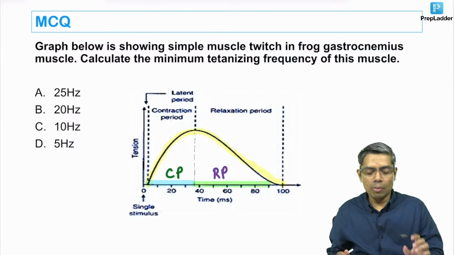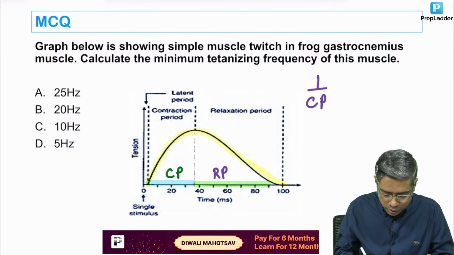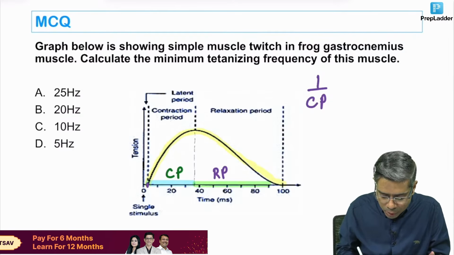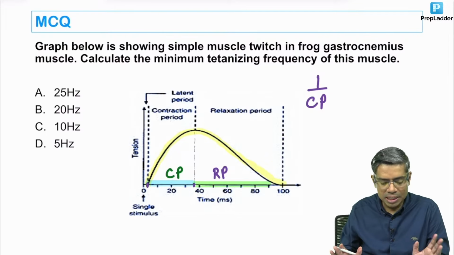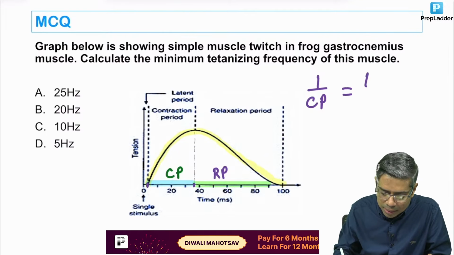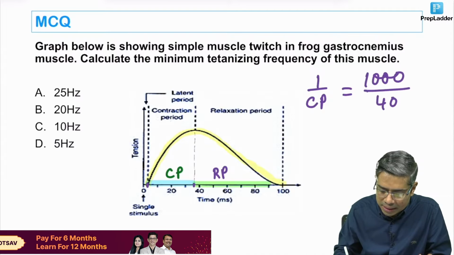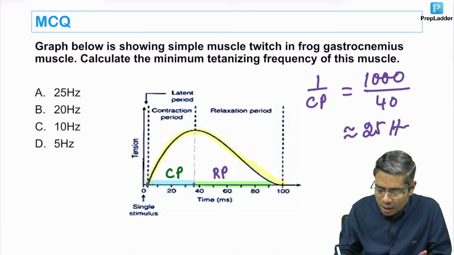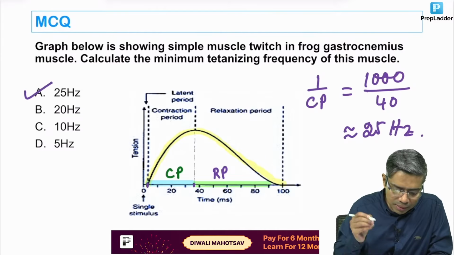Okay. Now the formula is 1 upon contraction period. So this is almost starting near 0, but not exactly 0, up to this 40. So almost 40 millisecond is the duration of this contraction period. So if I put 1000 upon 40 millisecond approximately, it will be 25 Hertz. So that's why the answer of this question is 25 Hertz.